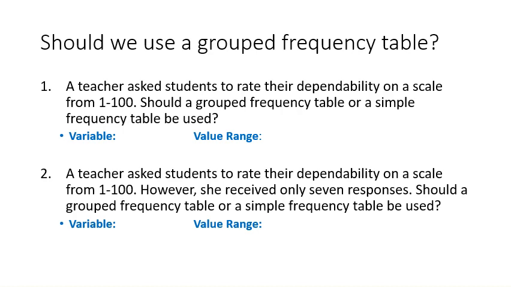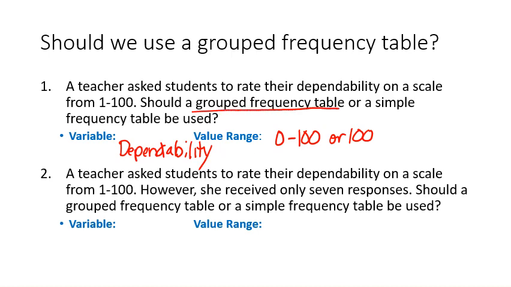First, a teacher asks students to rate their dependability on a scale from 1 to 100. Should we use a grouped frequency table or a simple frequency table? In this case, the variable is dependability, and the value range is 0 to 100, or 100 is the range. If you said grouped frequency table, you were correct. We should use a grouped table because 100 would be too many rows to make.